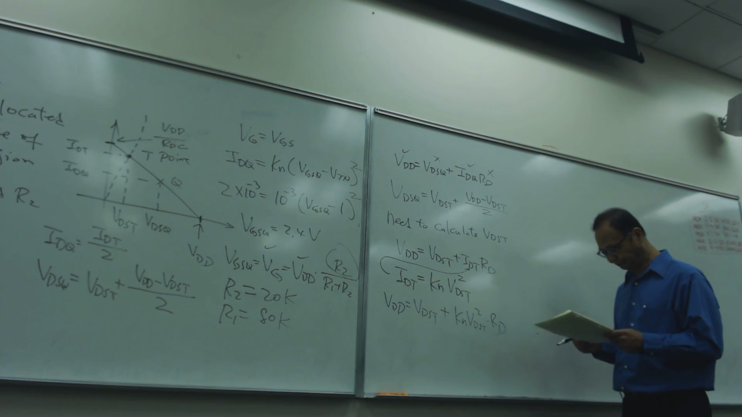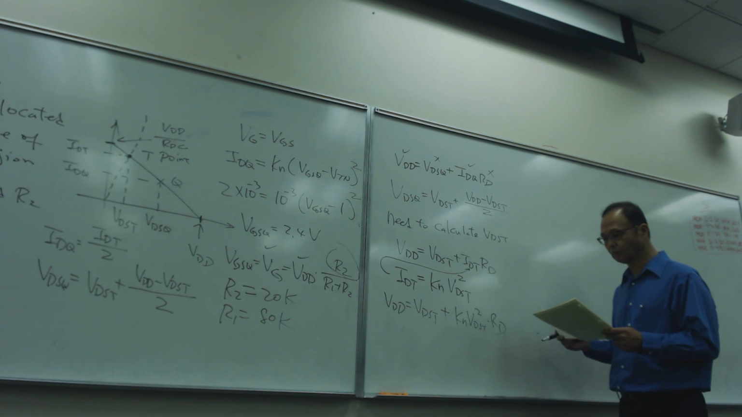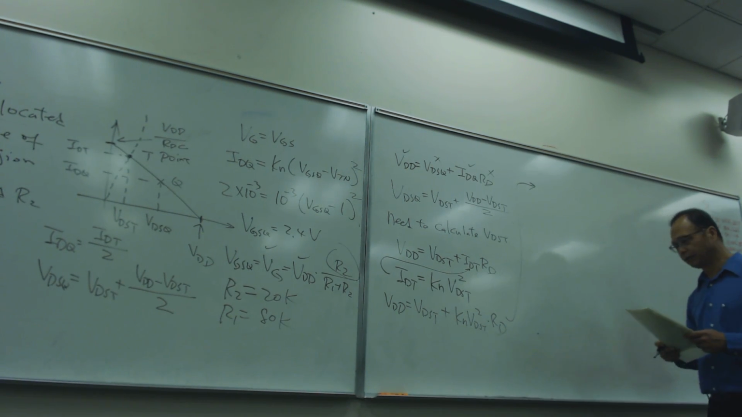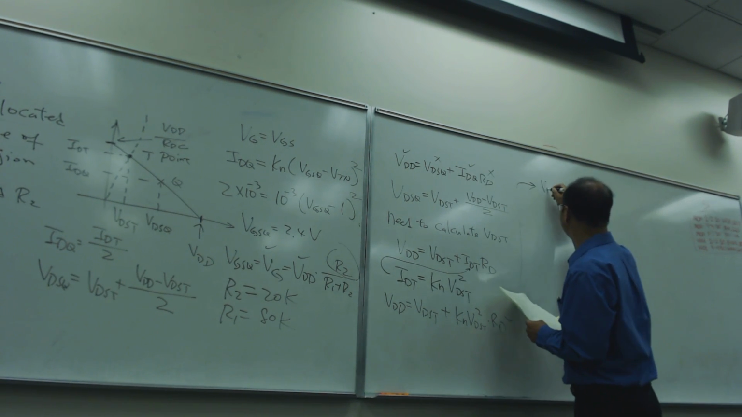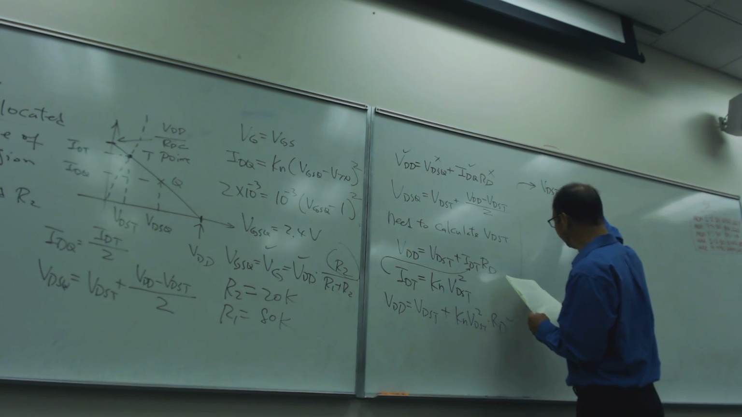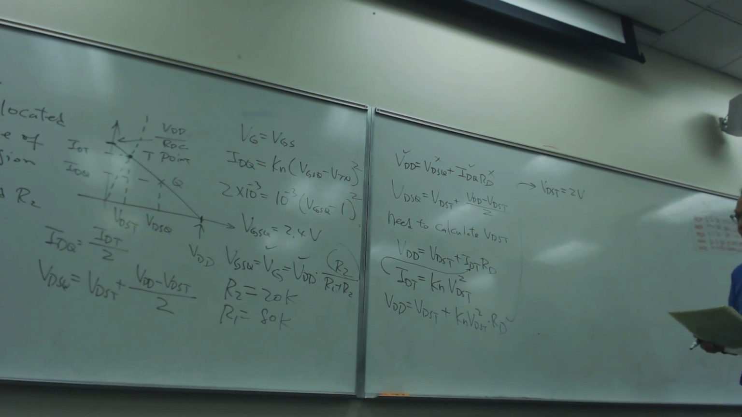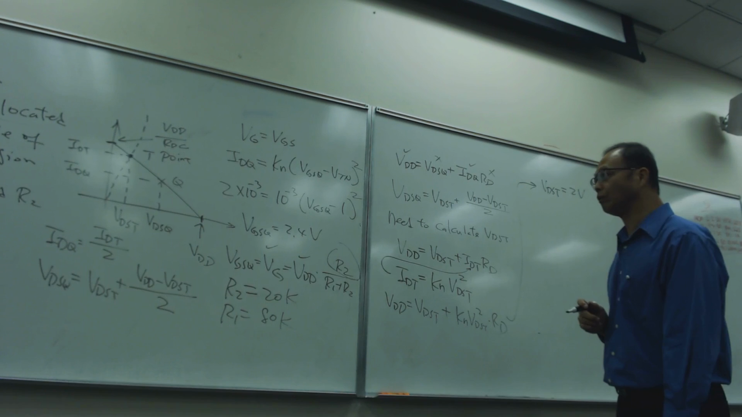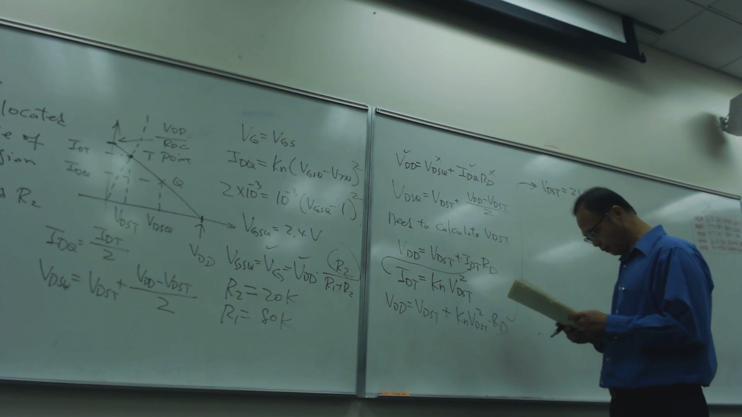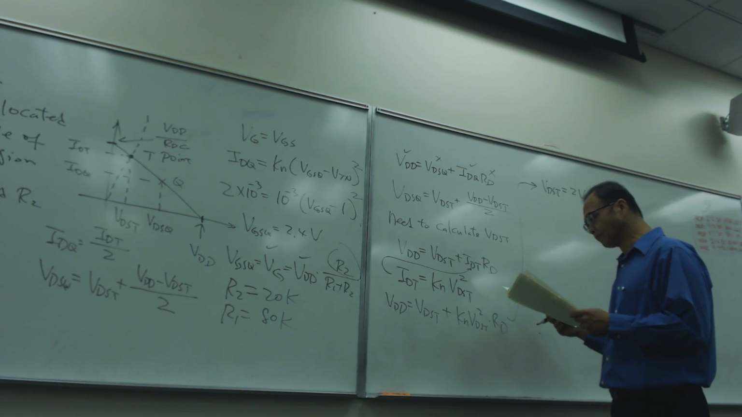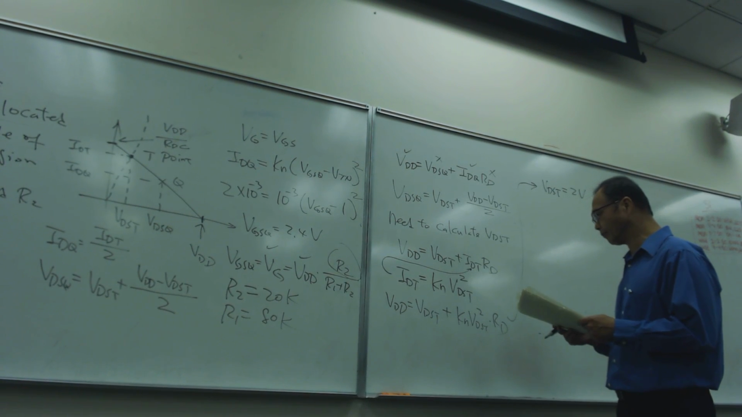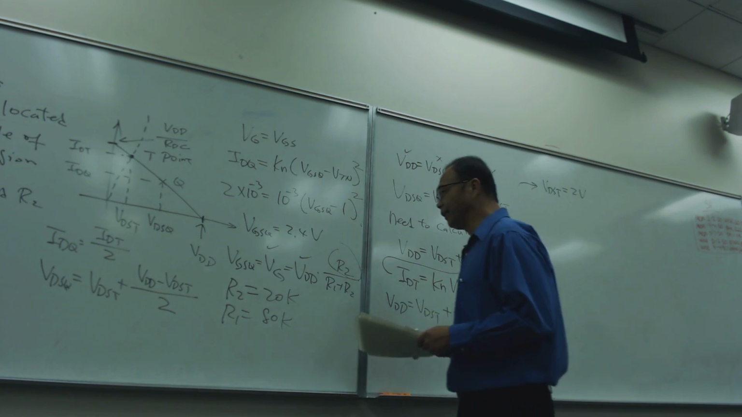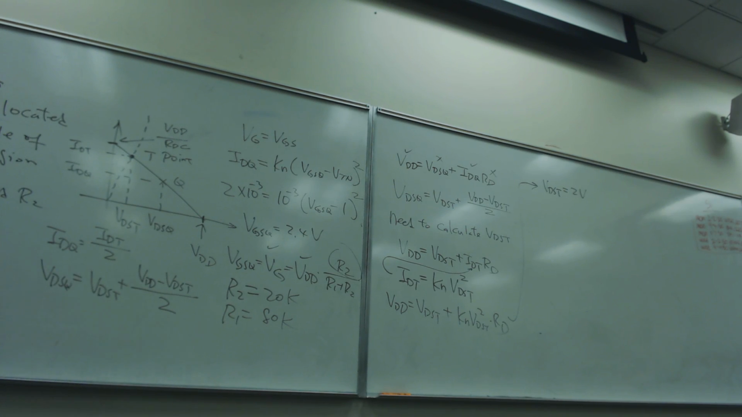So from this equation, I can calculate VDST, and the number for that is 2 volts. How'd you do that if you don't know RD? Oh, wow. That's right. How do I do that? IDT is 2 times IDQ. Oh, yeah. Go back.